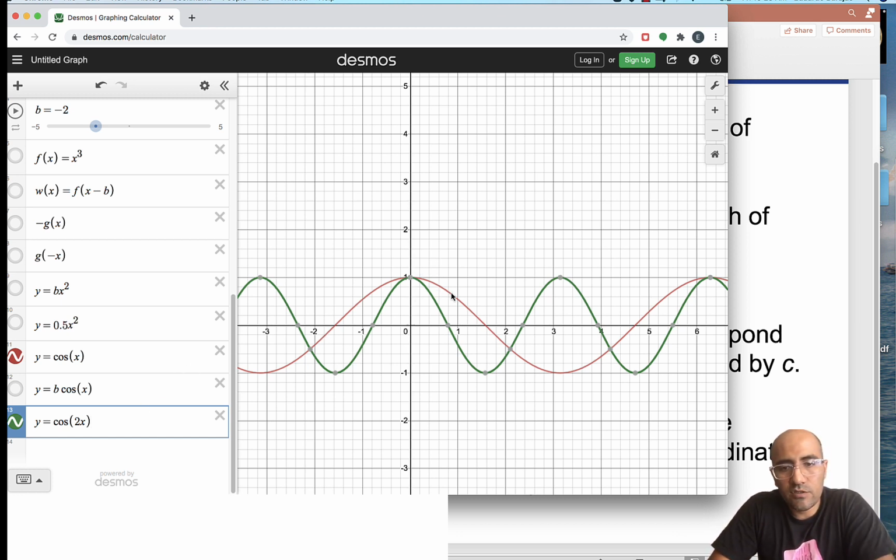Here is one period of cosine in red, starting from there all the way out to there. This is in radians, so it's 2 pi. Remember, 2 pi is a little bit past 6. 1 pi is 3.14, so this is about 6.2 something. So the red one represents one period of cosine, but now the green one is cosine 2x.